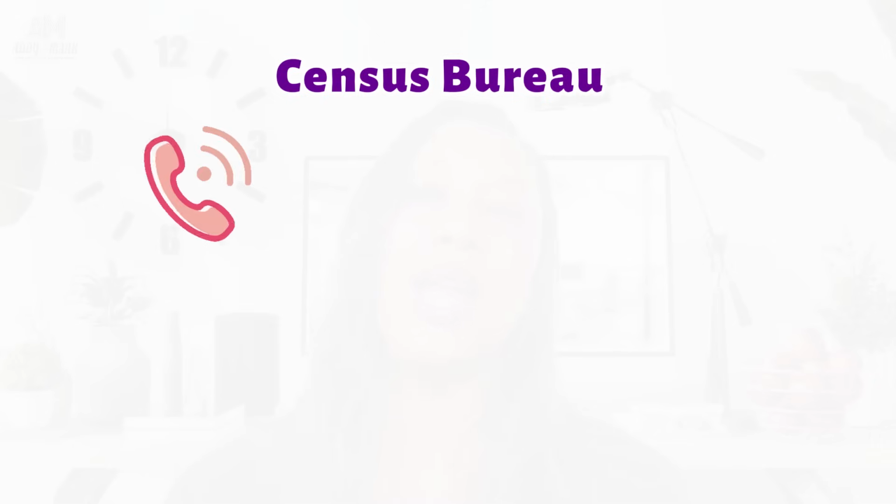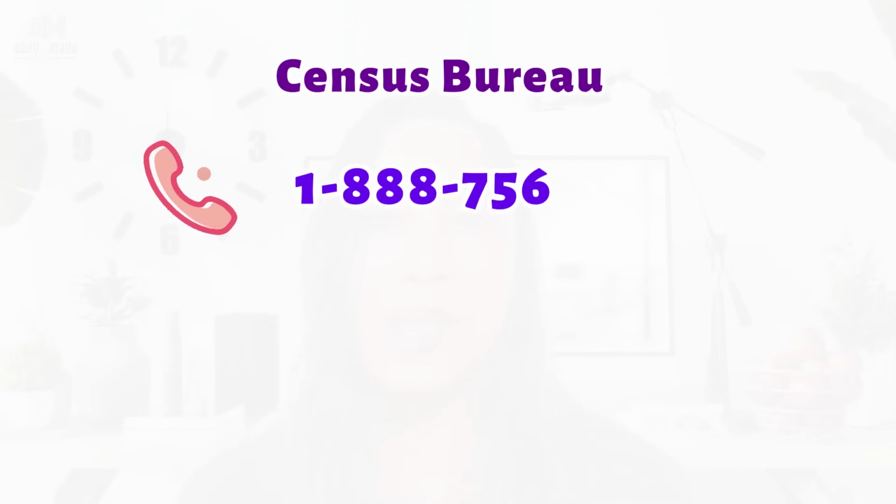Now, to determine the appropriate NAICS code for your business entity, kindly visit the official site by clicking on the link in our description box, the website link, or contact the Census Bureau at 1-888-756-2427. Or you can go ahead and email them at naics@census.gov.